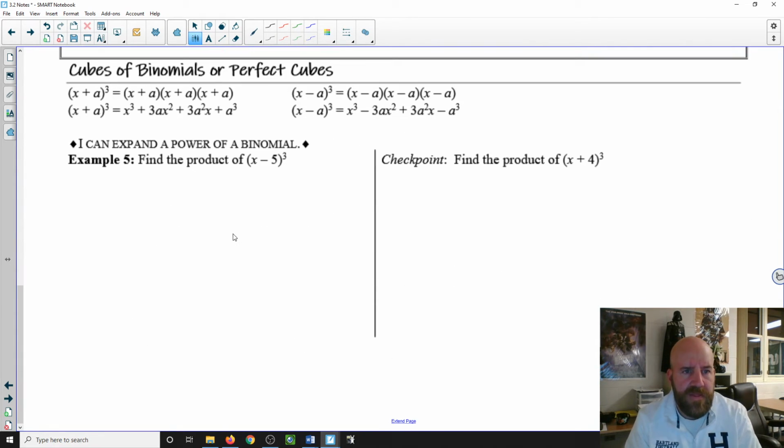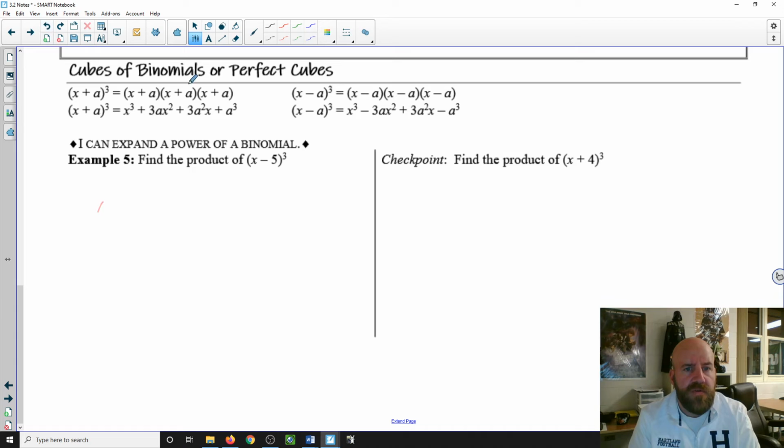Alright, so last thing we need to look at, how to cube a binomial or perfect cubes. So find the product of x minus 5, quantity cubed. So we're going to multiply 3 of those together. So it gives us a little formula here to follow, and we'll take a look tomorrow at a little more in depth at this. But so we don't have to remember any formulas. But for right now in this video, we're just going to do the formula.